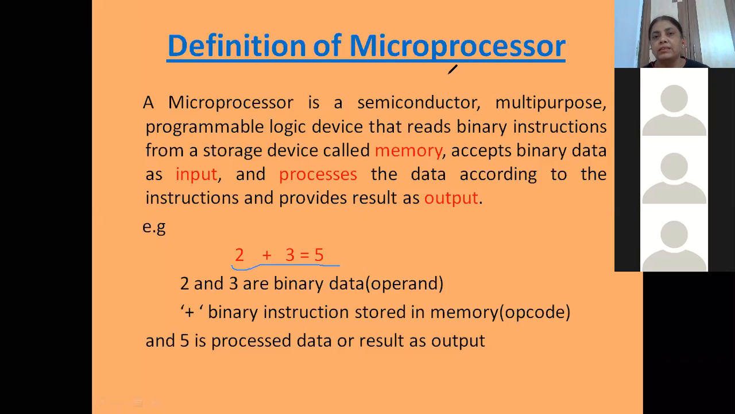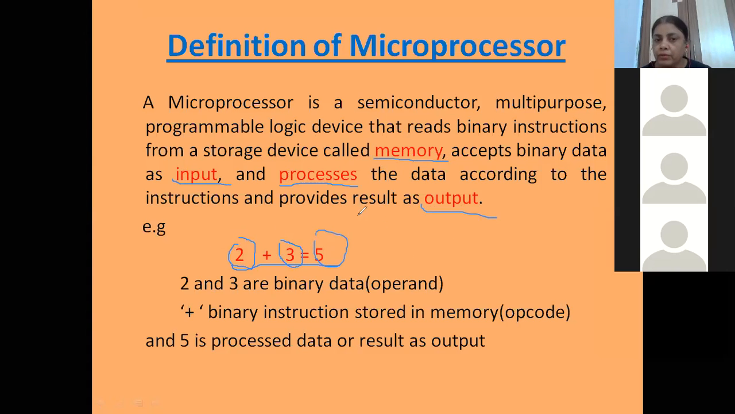The microprocessor is basically the inside part of your computer. So what is the microprocessor doing? It is taking data. From the equation 2 plus 3, what is your data? 2 and 3. These two are your data. From where will you get this data? From the input device. And the plus is your instruction, which is stored somewhere in the memory. So after processing the data, you get the result which you display at the output.